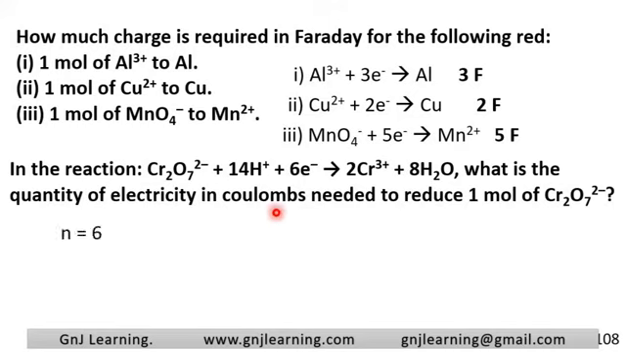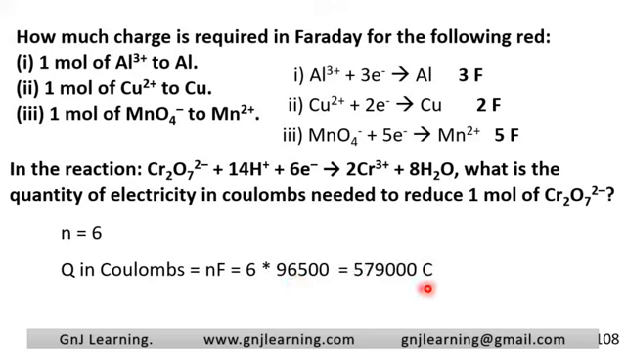So simple question. n is equal to 6, that means there is 6 Faraday. So how to get Q in coulombs? 6 times Faraday, that is 96,500, which will be equal to 5,79,000 coulombs. Straightforward question.